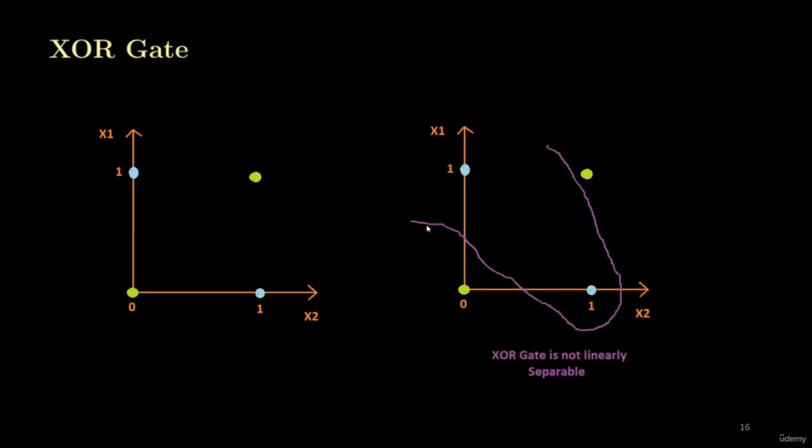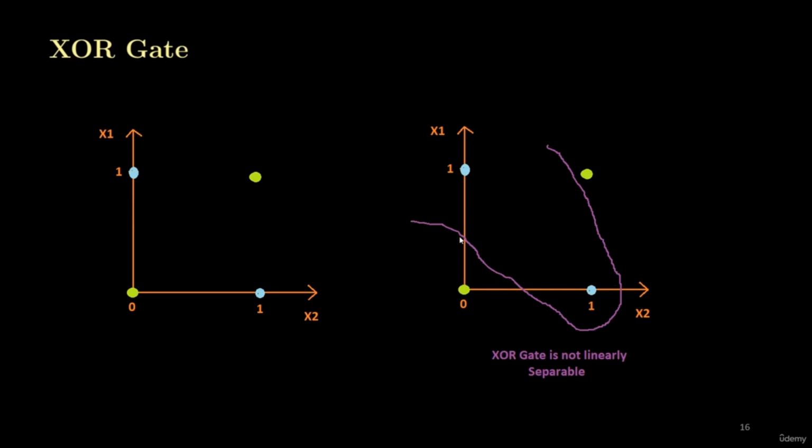So the answer is no. For the XOR gate, we cannot perform a linear classification because the XOR gate is not linearly separable. These two samples belong to one class and these two samples belong to the other class. So if we want to perform the classification here, we need something like that, which is non-linear.